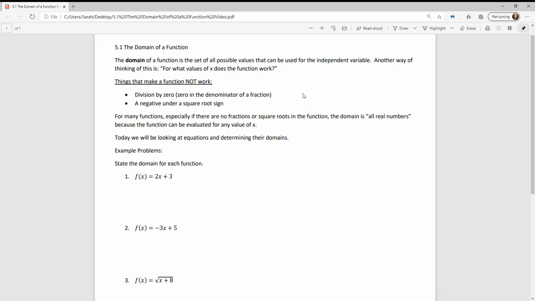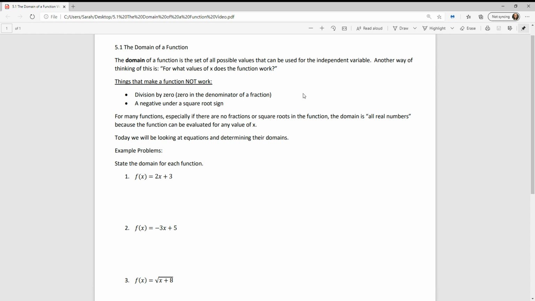So if you have x or some sort of expression that has x in the denominator of a fraction, we need to make sure that the denominator is never 0, because that would mean we would be dividing by 0, which we know is undefined. We also need to make sure that we don't end up with any negative numbers under square root signs. The square root of a negative number is also undefined. So those are the two things to really watch out for.